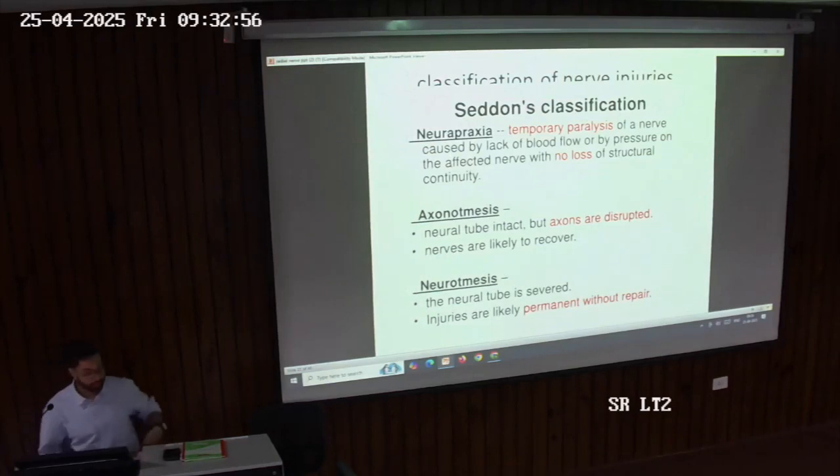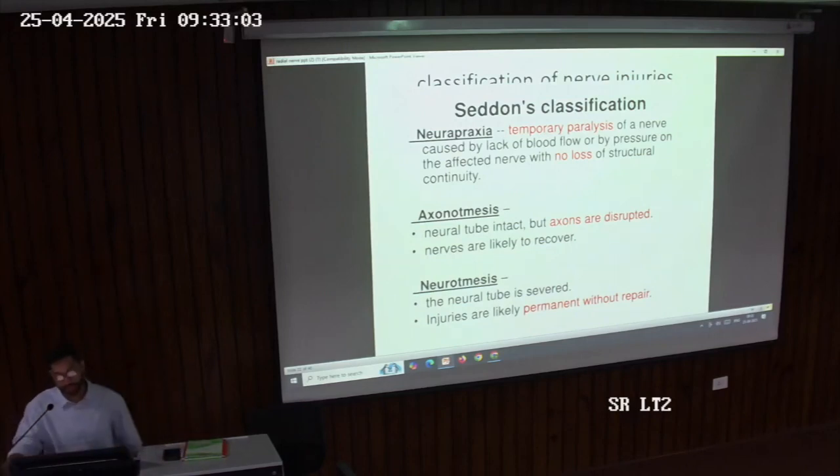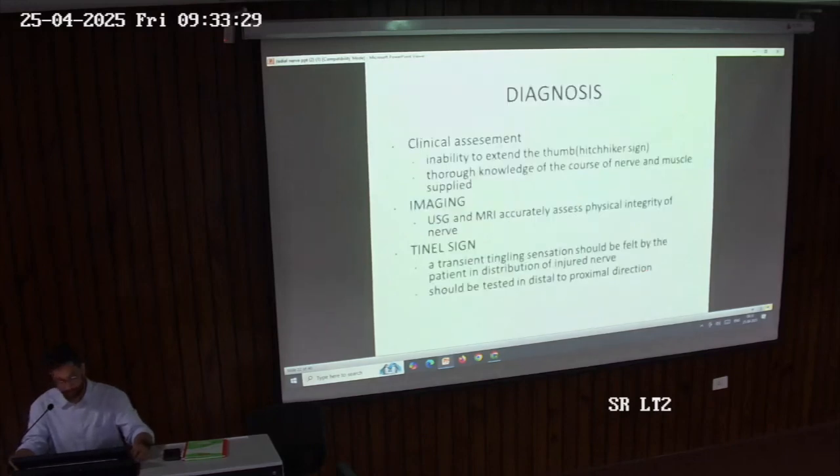Coming on to classification of nerve injuries, Seddon's classification is divided into three. Neuropraxia: here there is temporary paralysis of the nerve caused by lack of blood flow or by pressure on the affected nerve, with no loss of structural continuity. Axonotmesis, in which the neural tube is intact but axons are disrupted. Here the nerves are likely to recover. And neurotmesis, in which the neural tube is severely affected and there is permanent damage without repair.